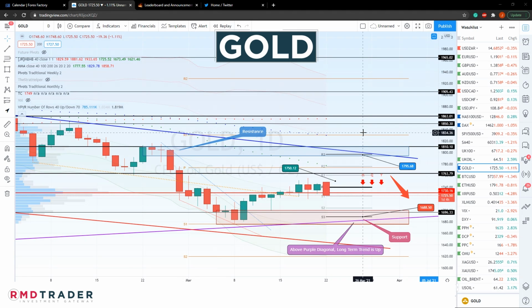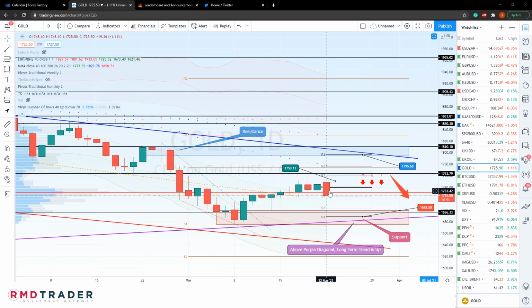We are moving on now to gold. After a bearish close on Friday, it's possible that we will see price head back into this area of support at about 1,688. That is also very close to our longer term diagonal support, which also supports the longer term uptrend.